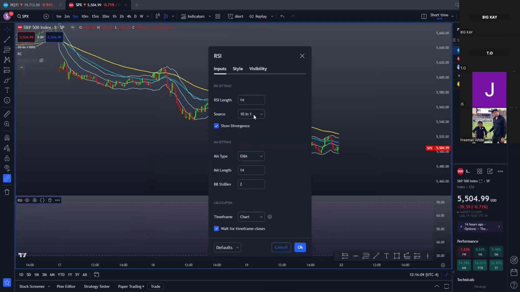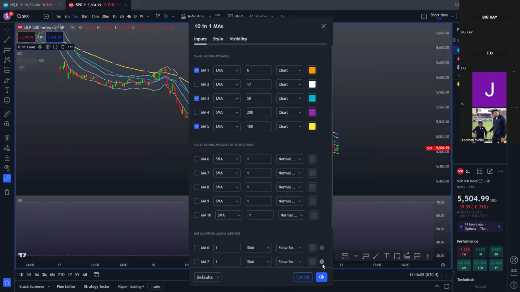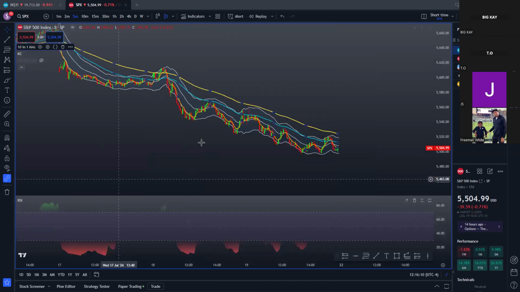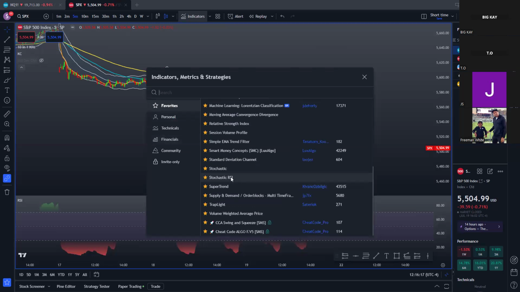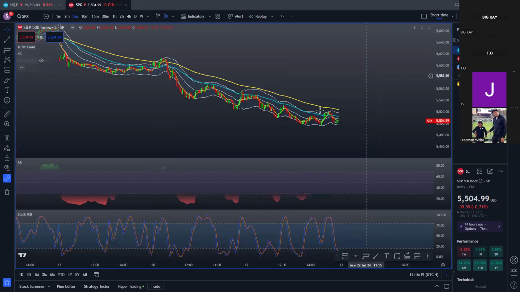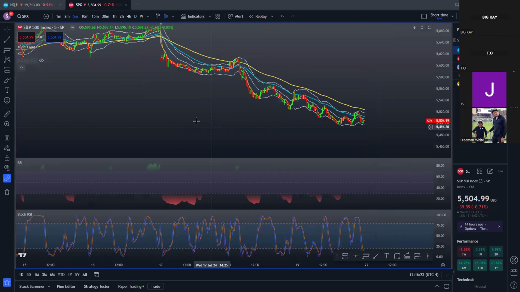Why is it not showing up? Oh, because my EMA is not on the board. There you go. And then you said the Stoke RSI too? Yep, your normal Stoke. How you doing? All right. Why is it not showing up?